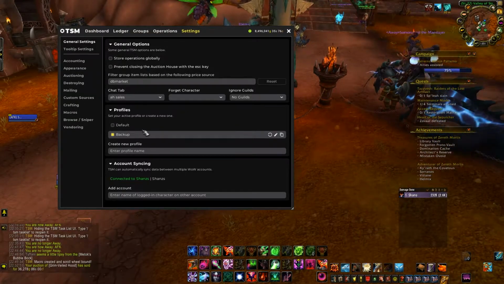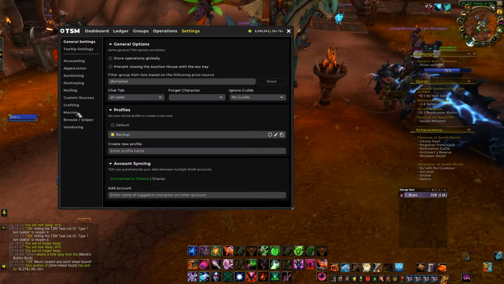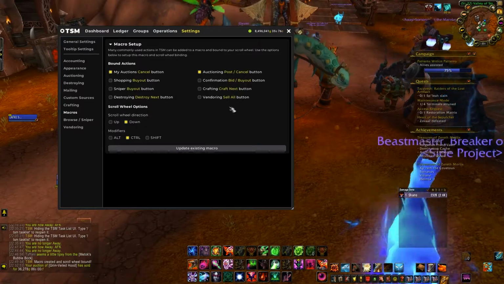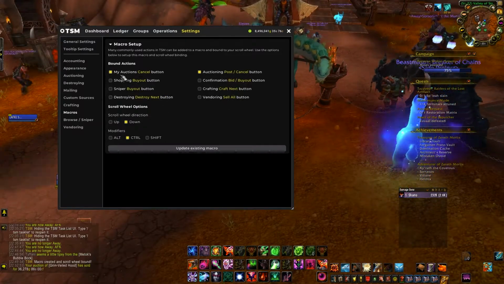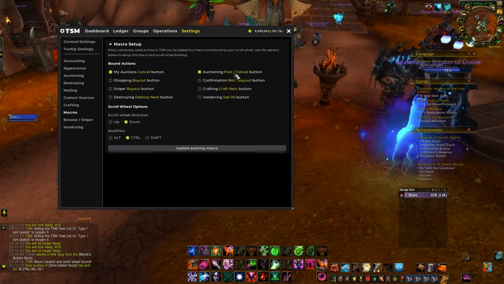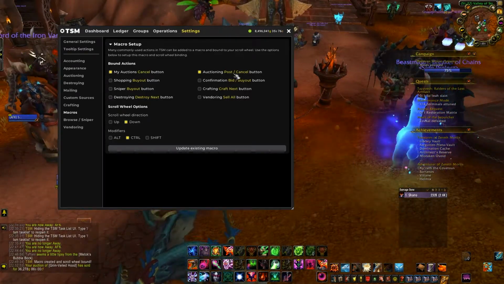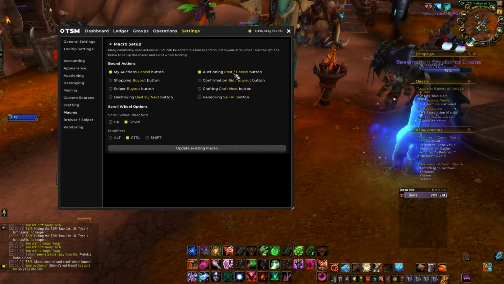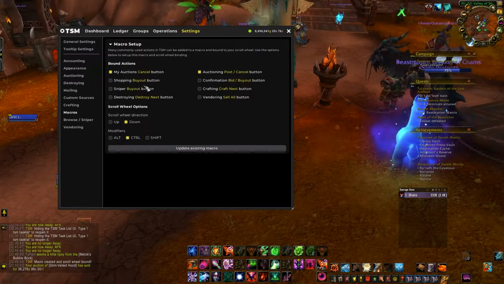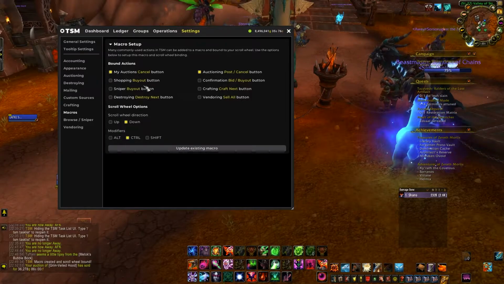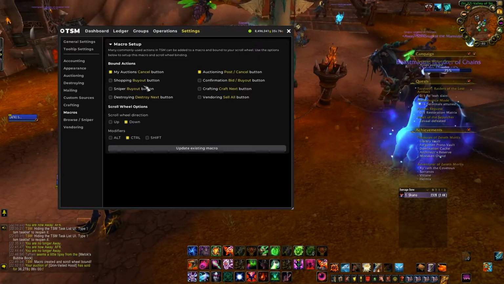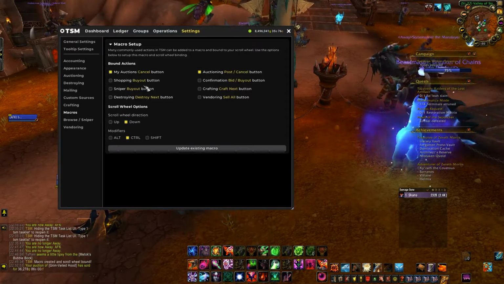So settings, that's the first couple things you want to do. Second, you want to go to macros. Now, this just makes life so much easier when you're doing different things here. The first you'll see is the My Auctions Cancel button and the auction posting. Now, I mentioned in the intro that there's a lot of things I'm not super familiar with. So like the shopping, I know what some of this stuff is, but I don't use it, so I don't have them set up for macros. As you get used to the system more, you may set up these other ones.